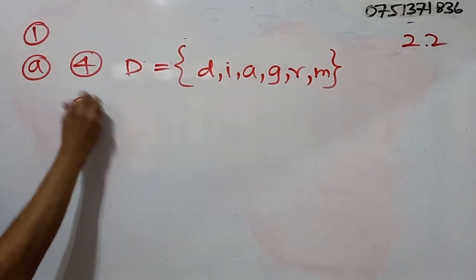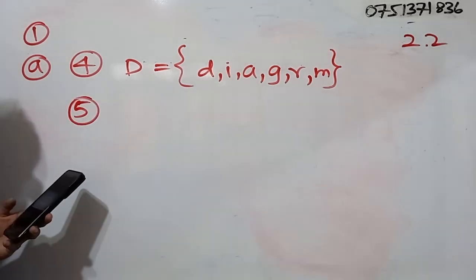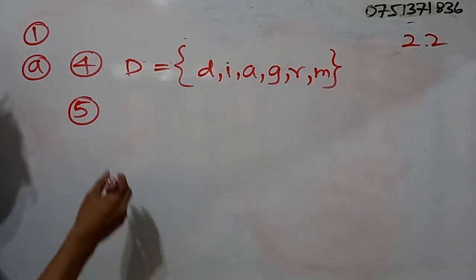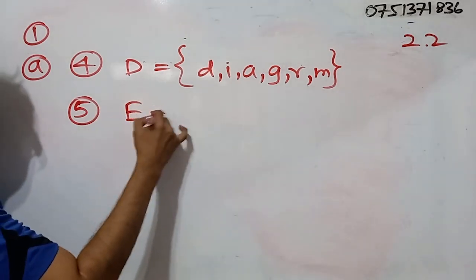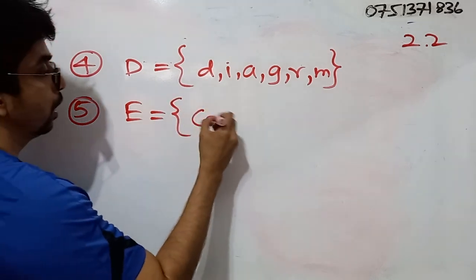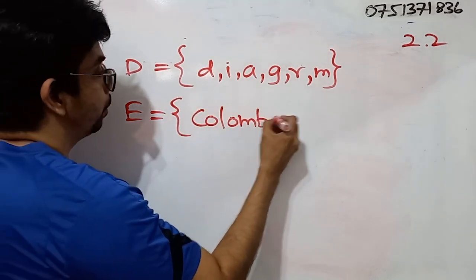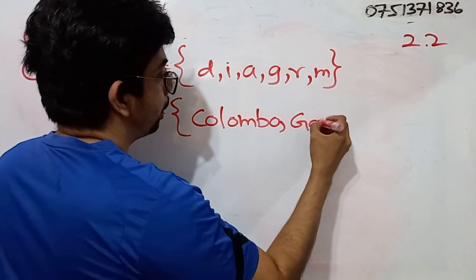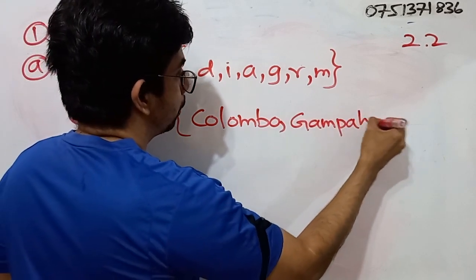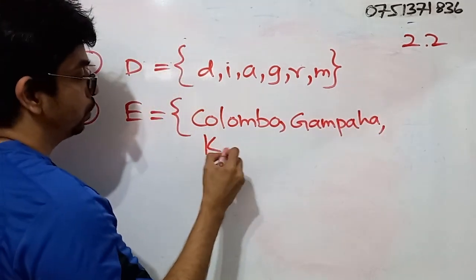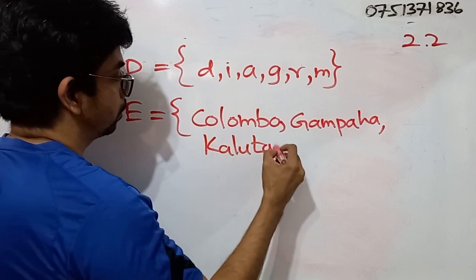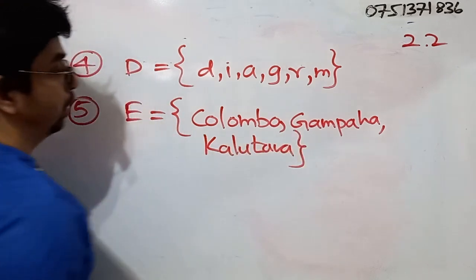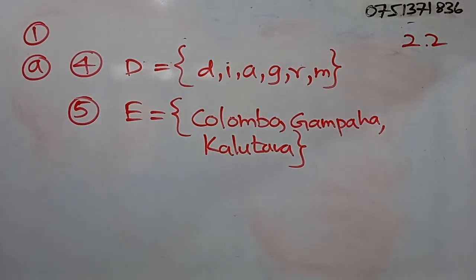Okay. Part 5. Capital E, within brackets, districts of the Western Province. Right. So what are those? So this is capital E. So Colombo, Gampaha and Kalutara. Right? Open and close brackets.